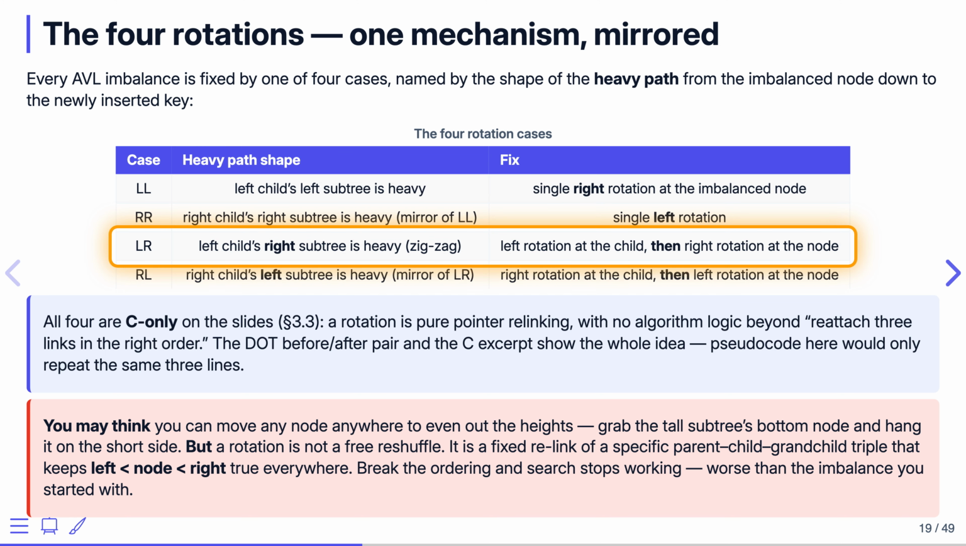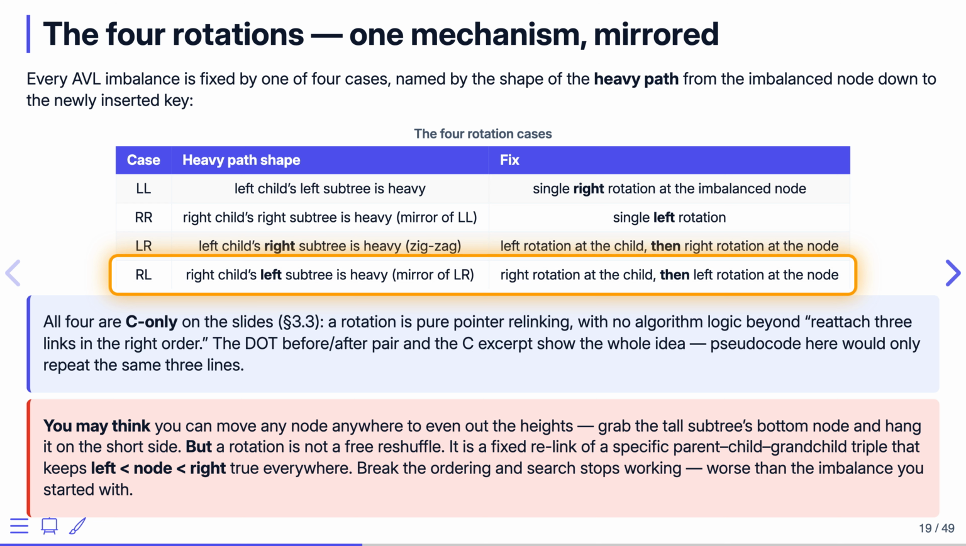The LR case. The left child's right subtree is heavy, so the heavy path bends into a zigzag. This one needs two rotations. First a left rotation at the child, then a right rotation at the node. The RL case is the same as LR but flipped left to right. The right child's left subtree is heavy. We fix it with a right rotation at the child, then a left rotation at the node.